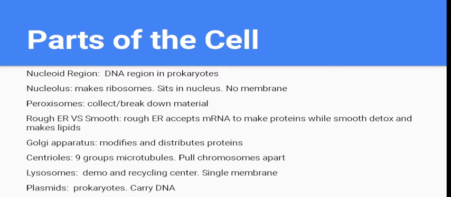So the parts of the cell: nucleoid, this has the DNA region in the prokaryotes. The nucleolus makes the ribosomes. This is in the nucleus in the membrane. Peroxisomes collect and break down material. Rough and smooth ER: basically the smooth one makes the detox and stuff, while the rough makes the protein. Golgi modifies and distributes protein. Centrioles, 9 groups of microtubules, pull chromosomes apart.